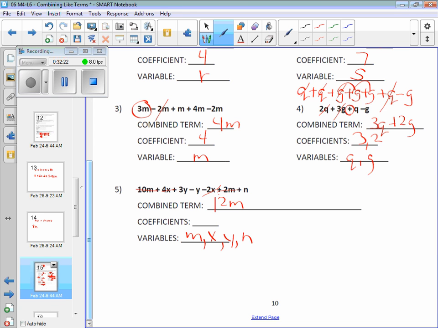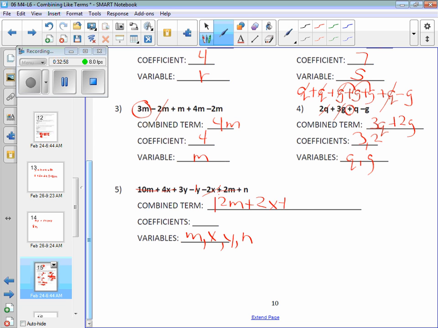Now it gets even more confusing because I have a Y here, but there's a 3Y, and I've got a -Y. So how many after you've done 3 take? Remember, there's a little invisible coefficient here. 3 take away 1 is 2, plus 2Y. Gone and gone. I got 1N plus that.